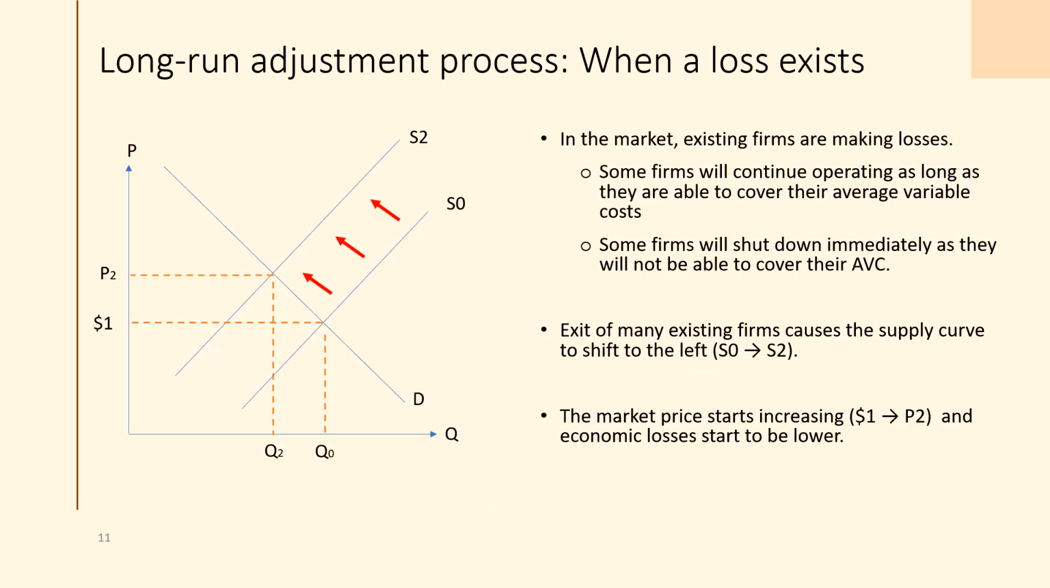At the market level, losses trigger exit. Some firms may continue operating temporarily if they can cover variable costs, but others will shut down. As firms exit the market, the supply curve shifts to the left from S0 to S2. This reduction in supply causes the market price to rise from $1 to P2. As the price increases over time, the losses become smaller.